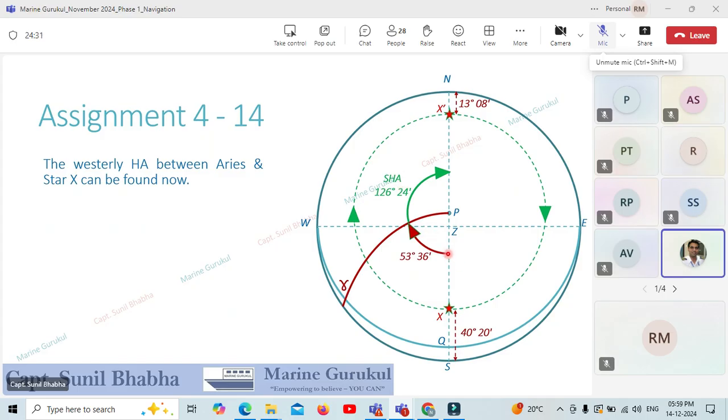You can follow the laser pointer, from this point up to this point is 180 degrees. This is the angle between the observer's meridian and his inferior meridian. So this total angle is 180 degrees. The maroon color angle is 53 degree 36 minutes. So the green angle has to be 180 minus 5336. That gives us the value of 126 degrees 24 minutes. So we get the SHA of this particular star. The SHA of the star is known.